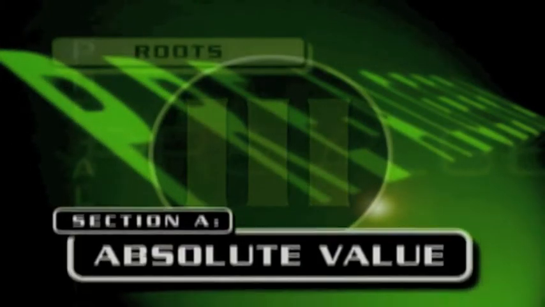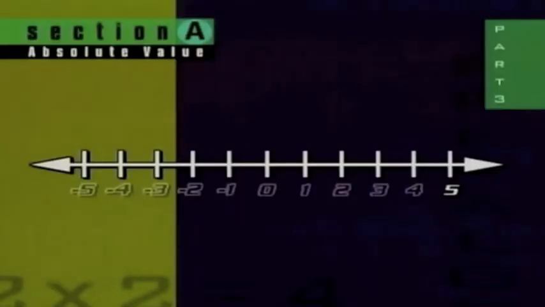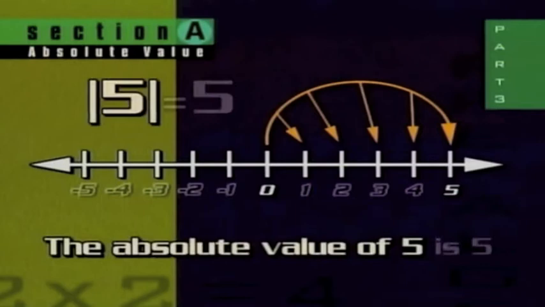Section A, Absolute Value. One way to understand the absolute value is to imagine a number line. If you have one in front of you, it's even better. When we've got a number line, we can figure out how many units away from zero our number is, and this is what the absolute value is all about. Check this out. If we're asked to find the absolute value of 5, we see here that it would be 5 units from 0 on a number line. That means the absolute value of 5 is 5.